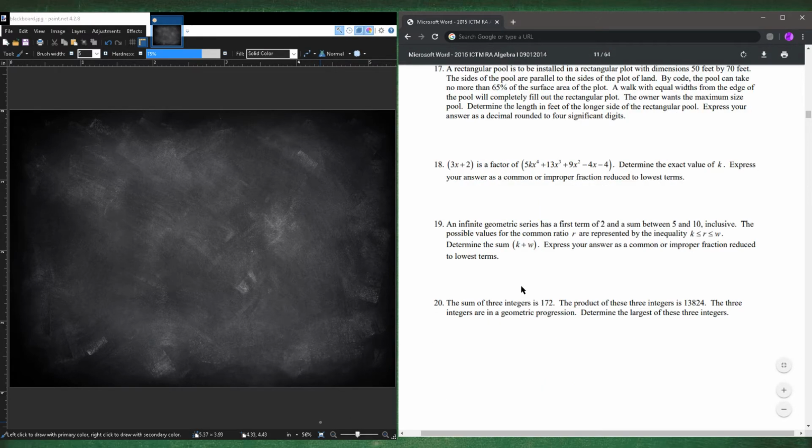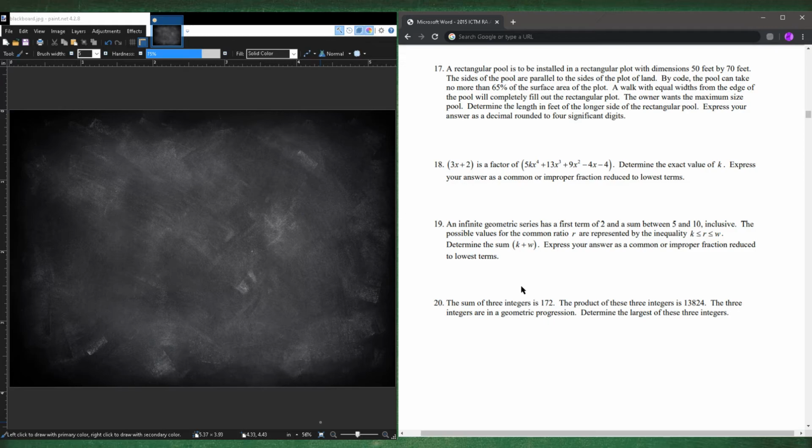Number 18, 3x plus 2 is a factor of 5kx to the power 4 plus 13x to the power 3 plus 9x to the power 2 minus 4x minus 4. Determine the exact value of k.